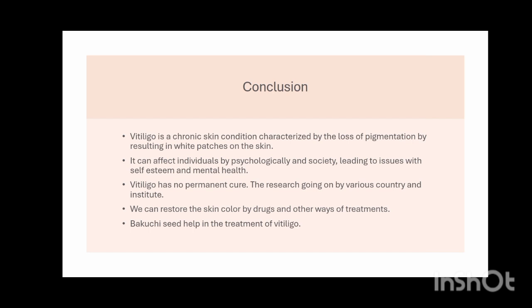Conclusion: vitiligo is a chronic condition characterized by the loss of pigmentation resulting in white patches on the skin. We can restore the skin color by drugs and other ways of treatment. Bakuchi seeds help in the treatment of vitiligo. There is no permanent cure for vitiligo.